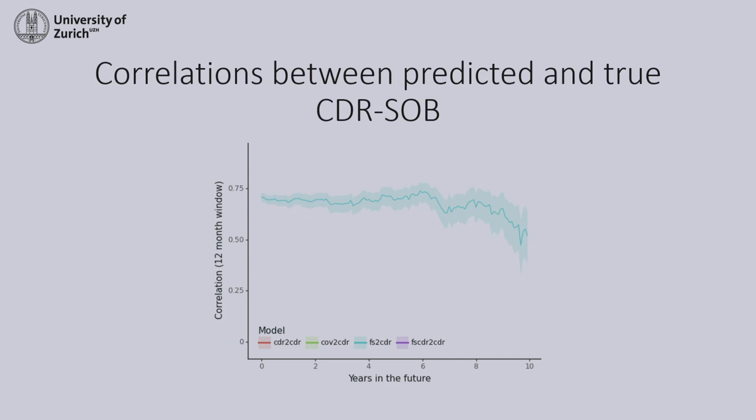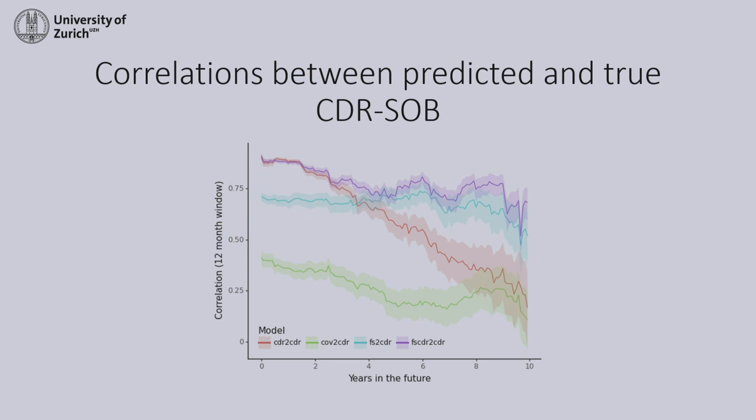So, all right, what's the performance of our models? We have the 4 domains here. In blue, we have the FreeSurfer to CDR performance. These are windowed correlations, with a 12-month window. And we see that we have around 0.7 of performance. That's the correlation between the predicted and the true CDR SOB score, which, well, the number itself doesn't mean anything, right? But it sounds like a good number for a correlation.